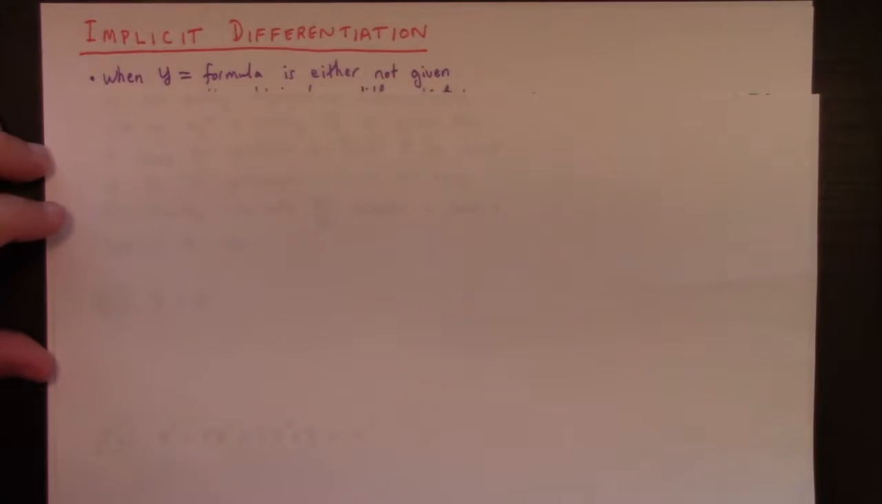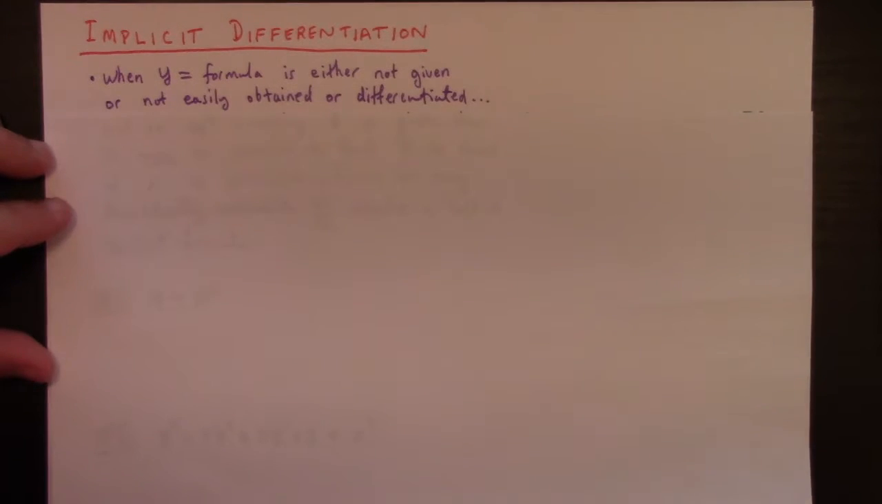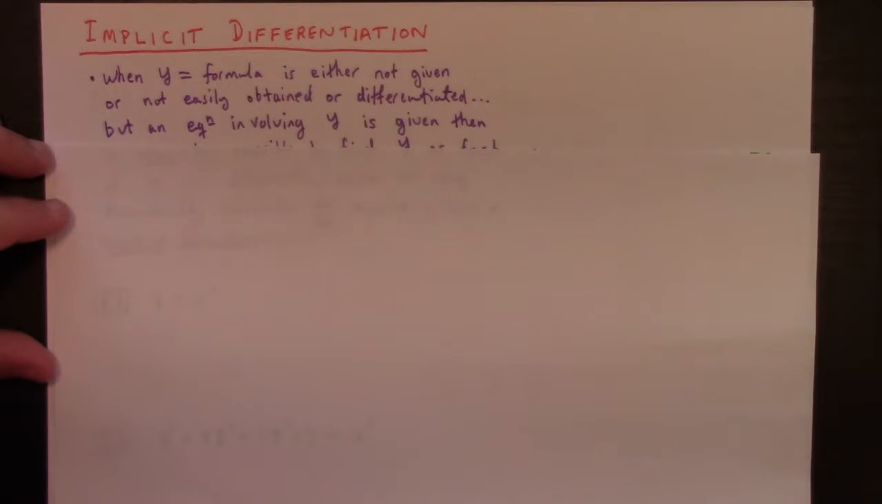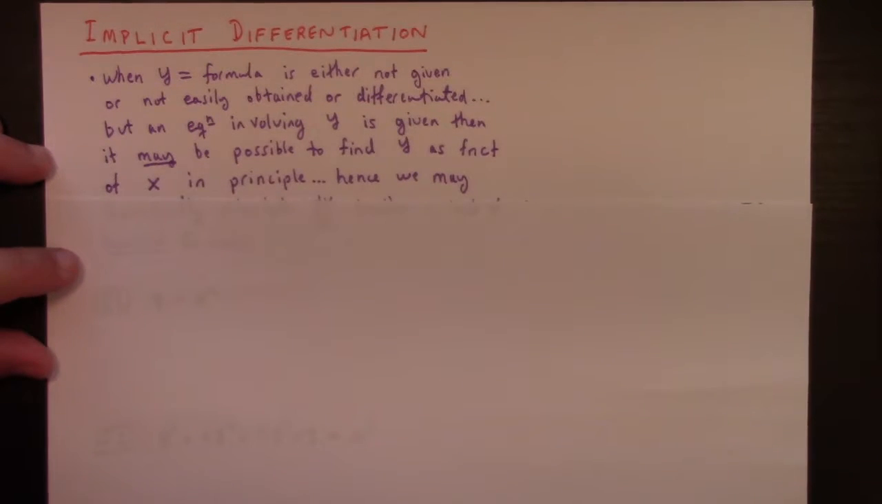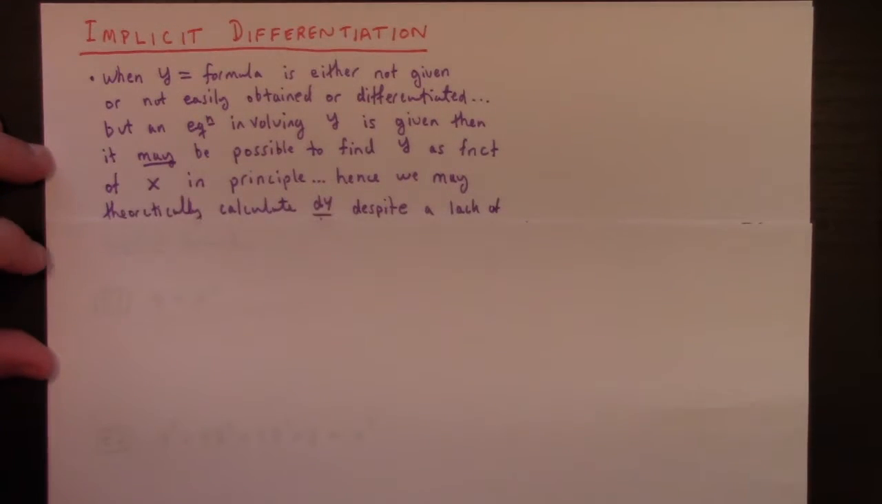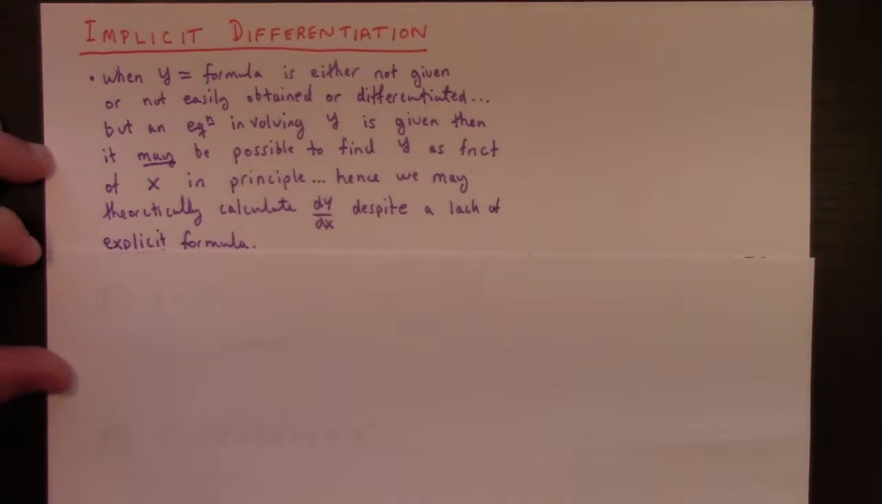Alright, so let's talk about implicit differentiation. When y is a formula which is either not given or not easily obtained or differentiated, but an equation involving y is given, then it may be possible to find y as a function of x, at least in principle. Hence, we may theoretically calculate dy/dx despite a lack of an explicit formula.